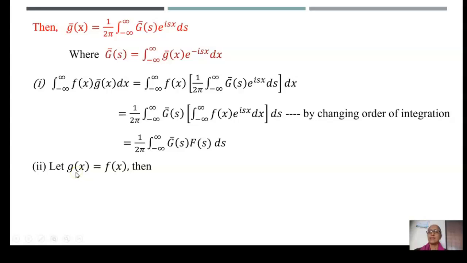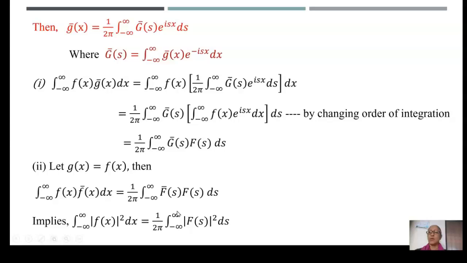Let us consider this function g of x equal to f of x. Then integral minus infinity to infinity f(x) into f bar x dx means in this LHS, we have replaced g bar x, the conjugate of g of x, by the conjugate of f of x, because we have taken g of x equal to f of x. Then here integral minus infinity to infinity f(x) into f bar x dx equal to, according to this statement 1, 1 by 2 pi integral minus infinity to infinity conjugate of f of s into f of s ds.